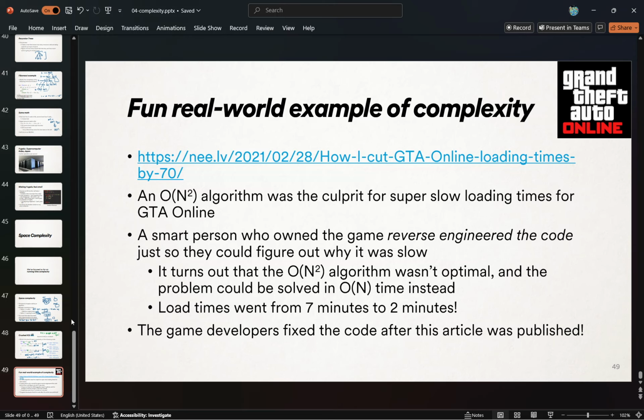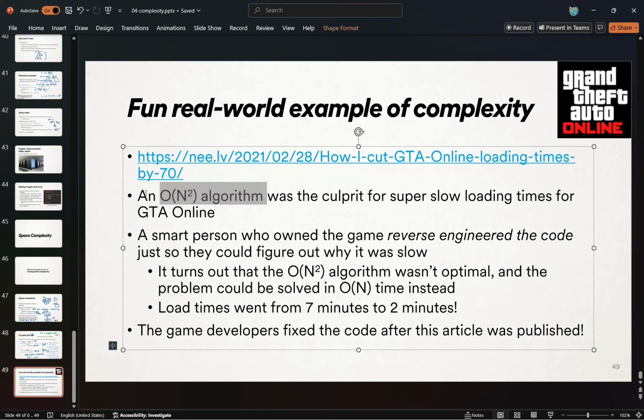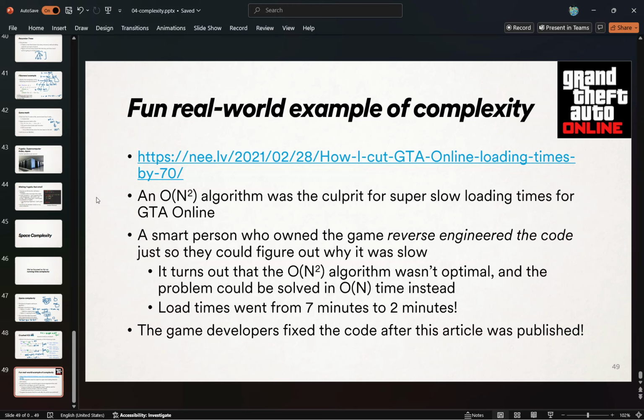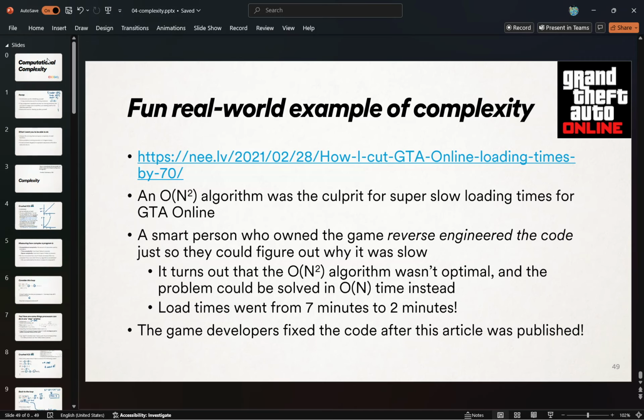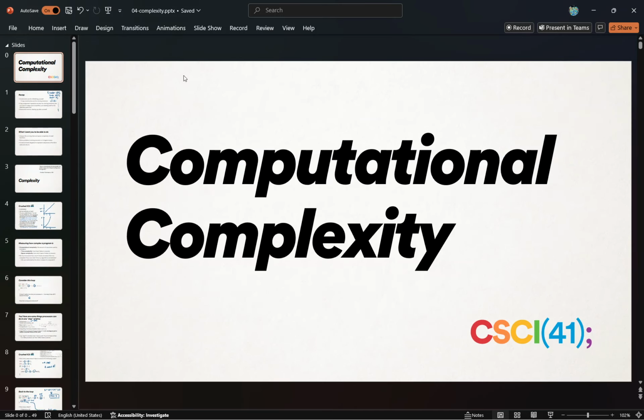If only, right? If only that programmer who made that algorithm for that game remembered their CSCI 41 days, right? So that's what I want you to think about when you become a hotshot programmer somewhere, all right? Any last questions about complexity before we do other things?